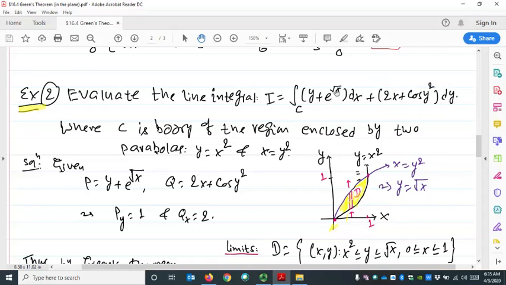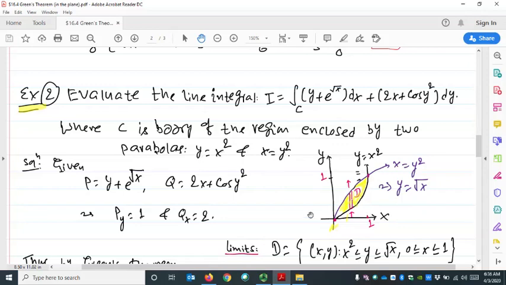You may be thinking here how to integrate e to the radical x and cosine y square, but we have Green's theorem to rescue. Here C is the boundary of the region enclosed by two parabolas given by y equals x square and x equals y square. So again, using Green's theorem, instead of computing line integrals, we compute the double integral inside the domain or region bounded by the curve. So let's draw these parabolas here.